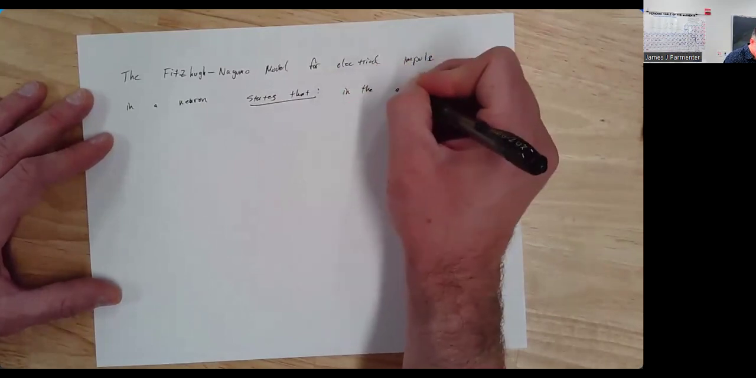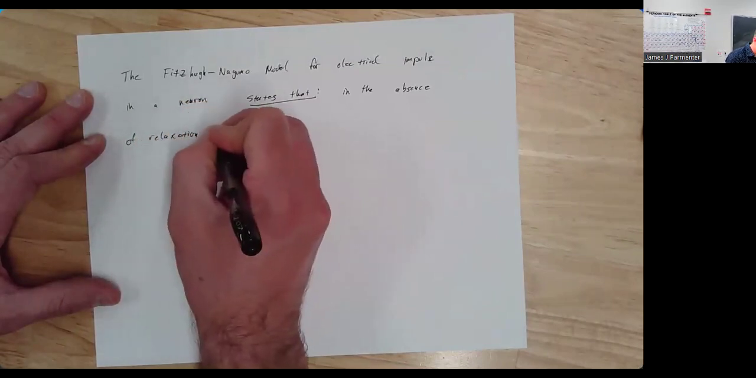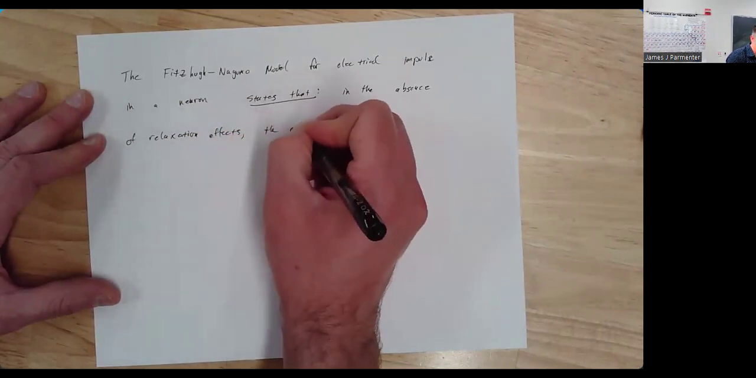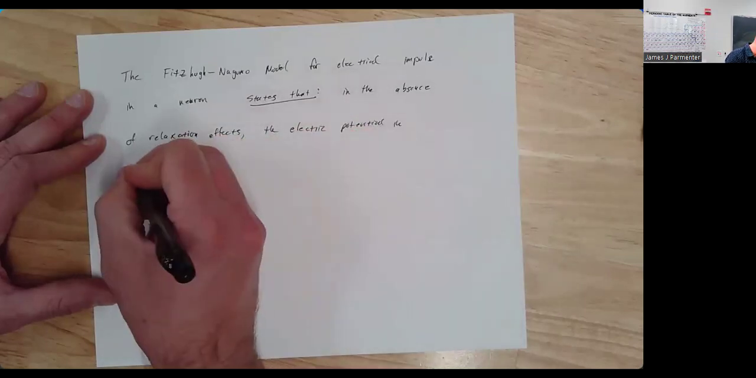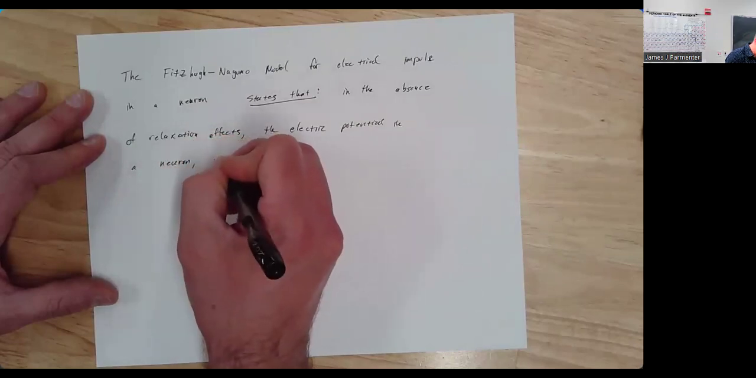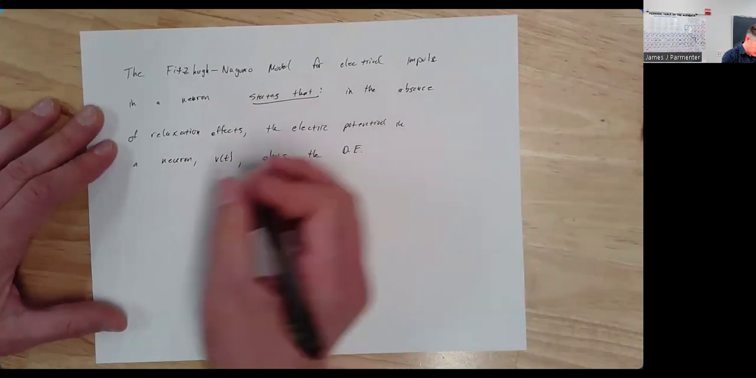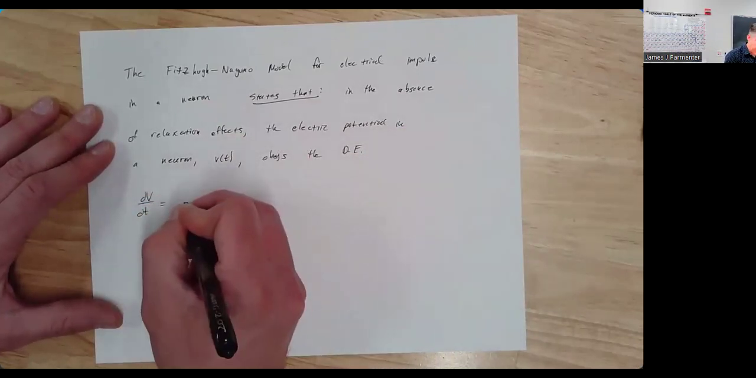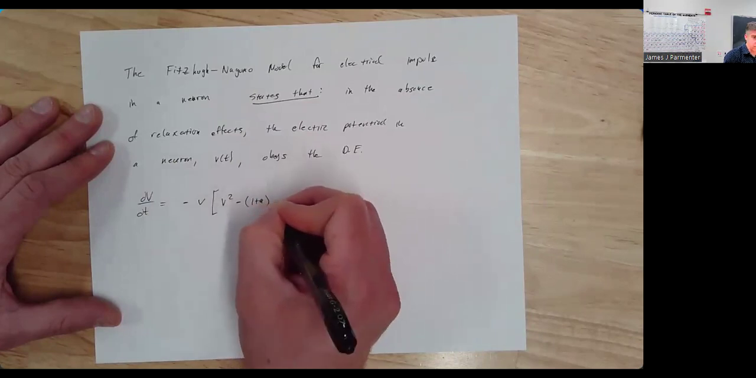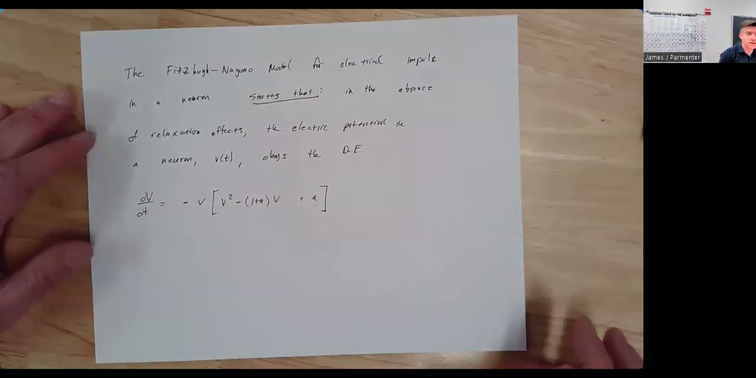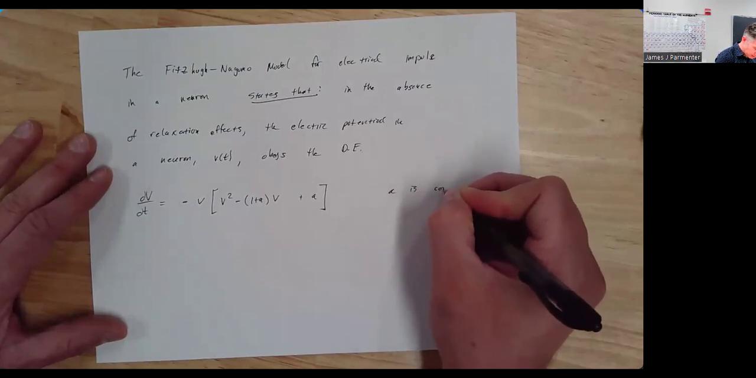It states that in the absence of relaxation effects, the electric potential in a neuron, which we're going to call V of t, obeys the following differential equation: dV/dt equals negative V times (V squared minus (1 plus A) times V plus A), where A is a constant. A is a constant between 0 and 1.